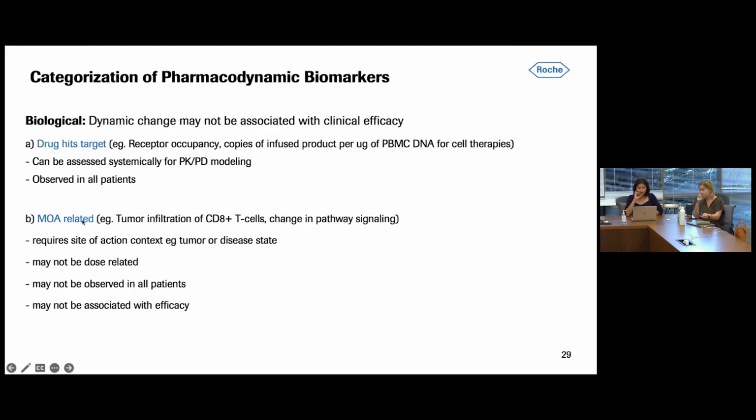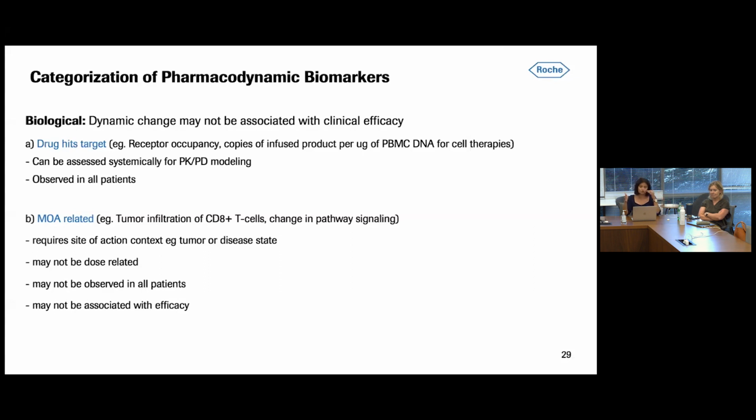The second example of a biological biomarker is mechanism of action related. Now, this is really, I would say, the cornerstone of pharmacodynamic biomarkers in oncology. When you develop a drug in oncology, everyone wants to see this. Is your drug doing what it's intended to do in humans?